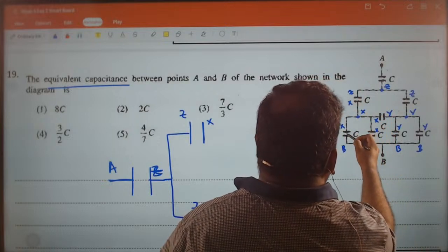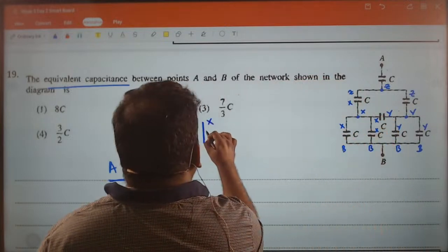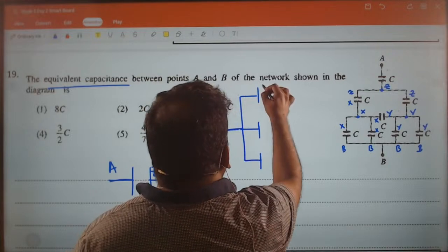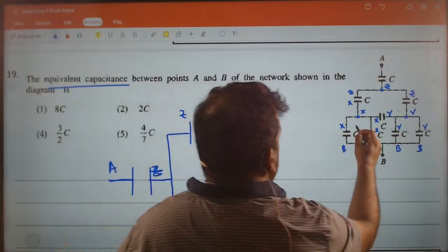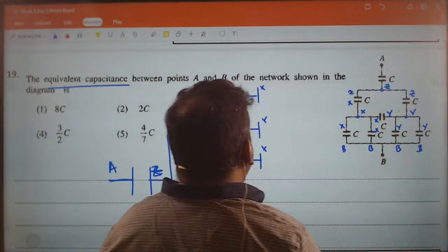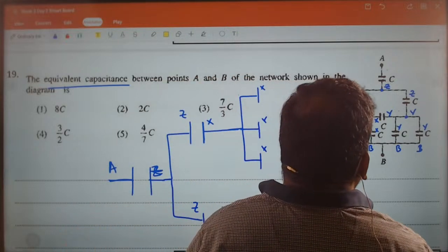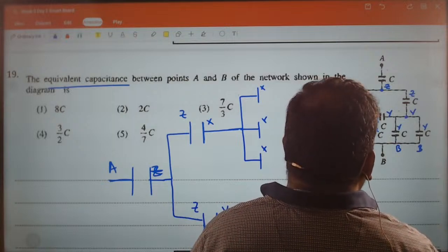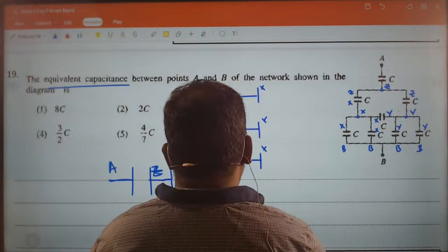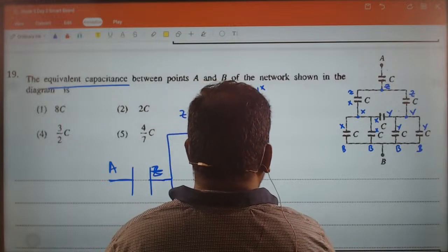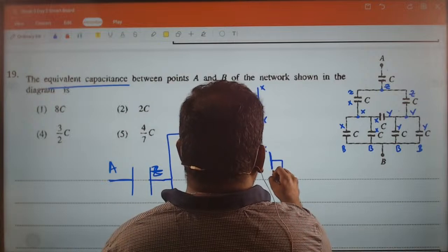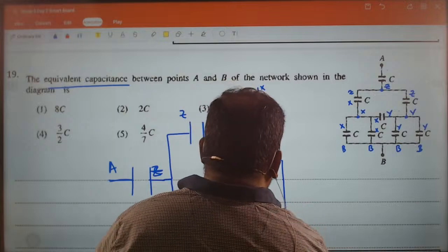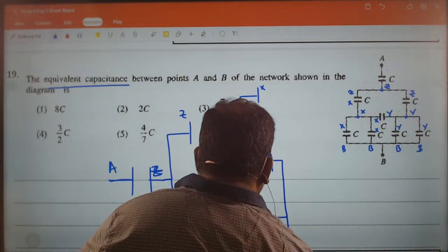X connected to how many plates? One here, one there, one. 3 plates. 3 more plates. 1, 2, 3. These are all X plates. Y is connected to how many plates? 3 plates. One is connected here. The other two are connected separately. Y plates.